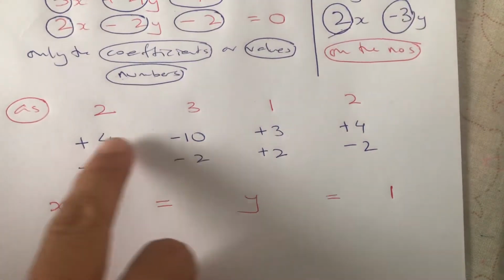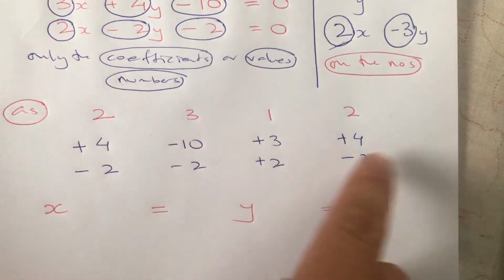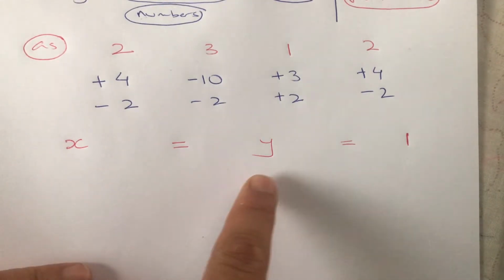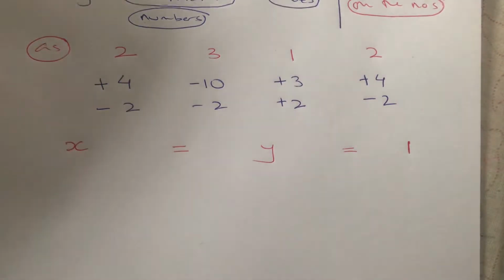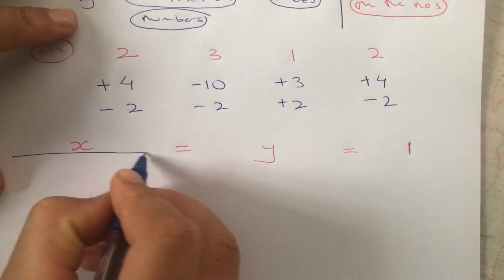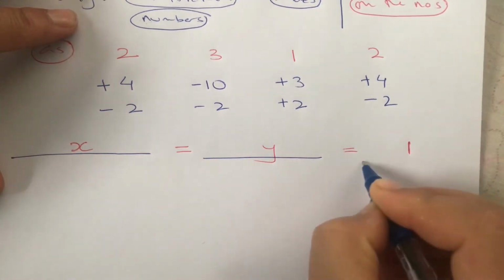So after you have written the values under the respective columns, we just need the answers. We need an answer for x, we need an answer for y, and in the third column there is nothing, which means we just put a 1. Then we write divided by.